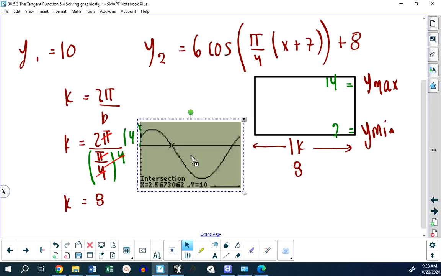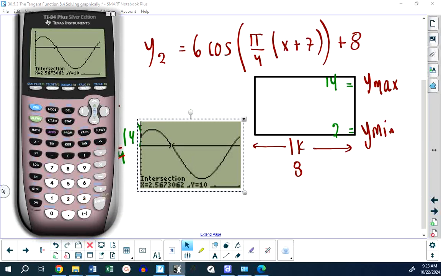One of the solutions is approximately 2.57 radians. The other solution, I'm pretty sure you can hold this key down on your calculator. If I do it, my program thinks I want to right-click, so 7.43.